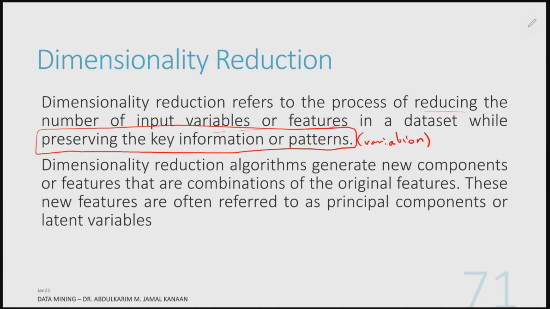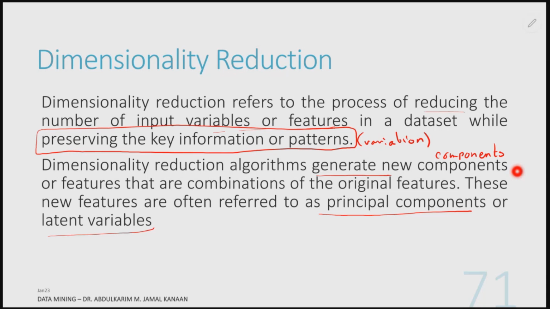Now we talk about how it works. It works by generating new components. Instead of features, we say components. Components, like component 1, component 2, component 3, that are combinations of original features. These new features are often referred to as principal components or latent variables. Let's say you have 10 features, you squeeze all of them, and you get as a result 6 features. This is dimensionality reduction.